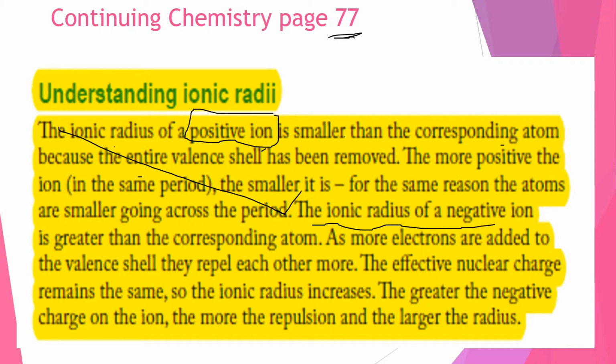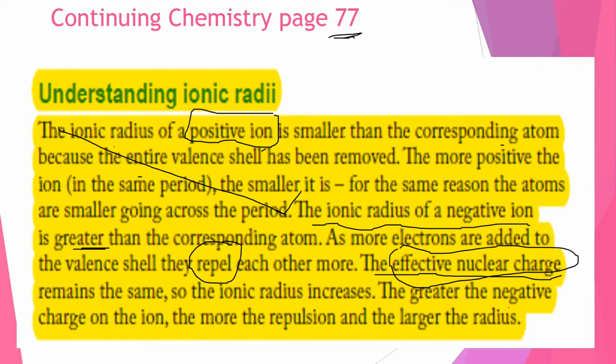The ionic radius of a negative ion is greater than the corresponding atom. As more electrons are added to the valence shell, they repel. So your key idea here is repulsion. And the other idea is the keyword effective nuclear charge remains the same. That means there is no change to the number of protons and their charge inside the nucleus. And so the key word for that is effective nuclear charge. Remains the same, so the ionic radius increases. The greater the negative charge on the ion, the more the repulsion and larger the radius.